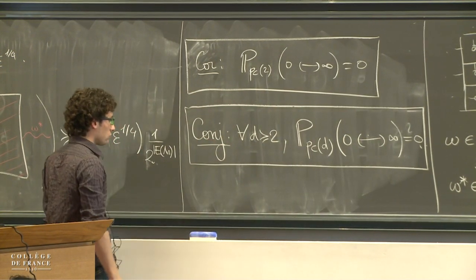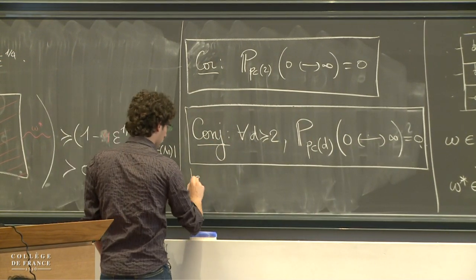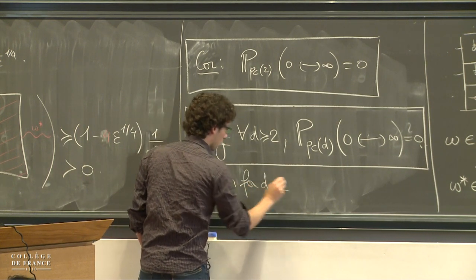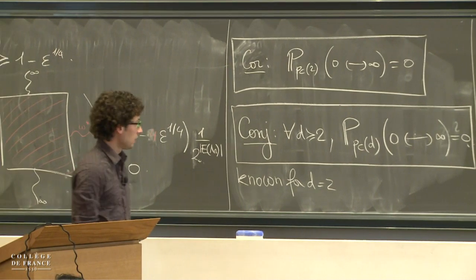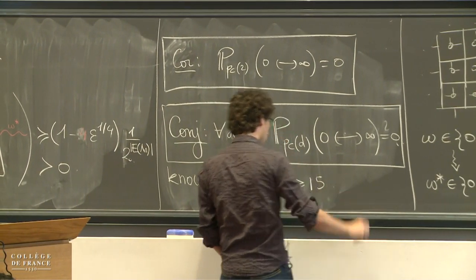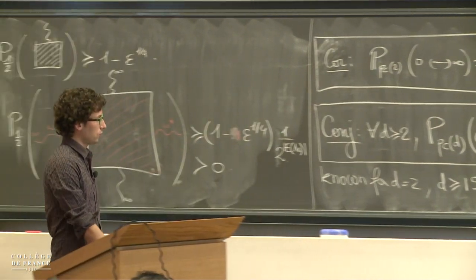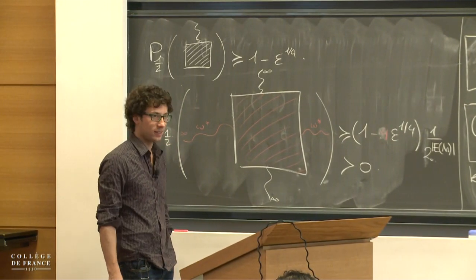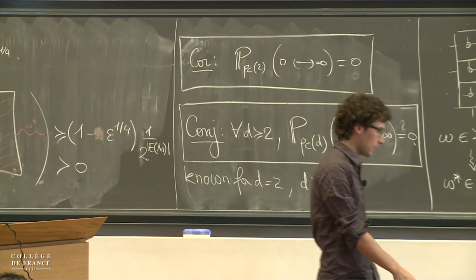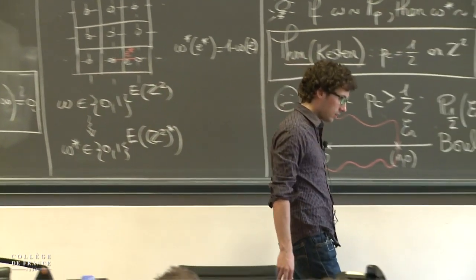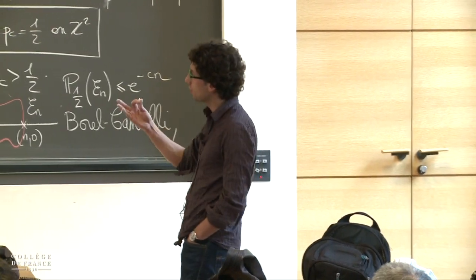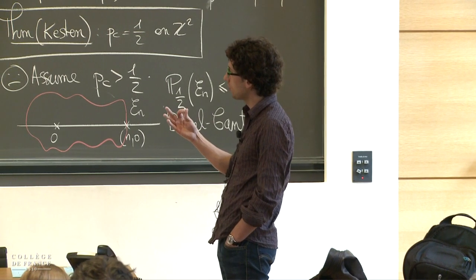And this is a conjecture because, in fact, it's known for d equal 2. It's known for d larger or equal to 15. So it was first proved to be true for d larger or equal to 19 by Hara and Slade, using what we call the lace expansion techniques. So this lace expansion is a way of comparing basically the behavior of the model to the behavior of the model in mean field.